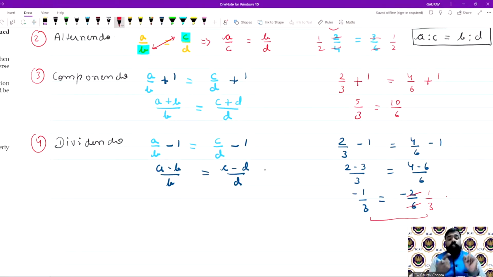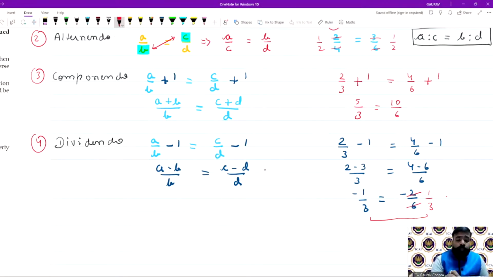So if we subtract 1 from both the sides, we will again get the same ratio. So they will be in proportion. This property is known as dividendo. Okay. So for componendo and dividendo, we have to simply add 1 and subtract 1.